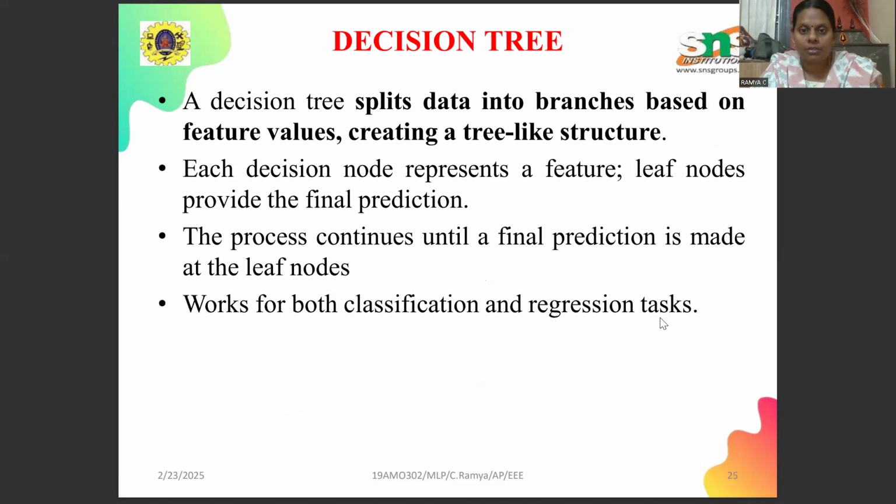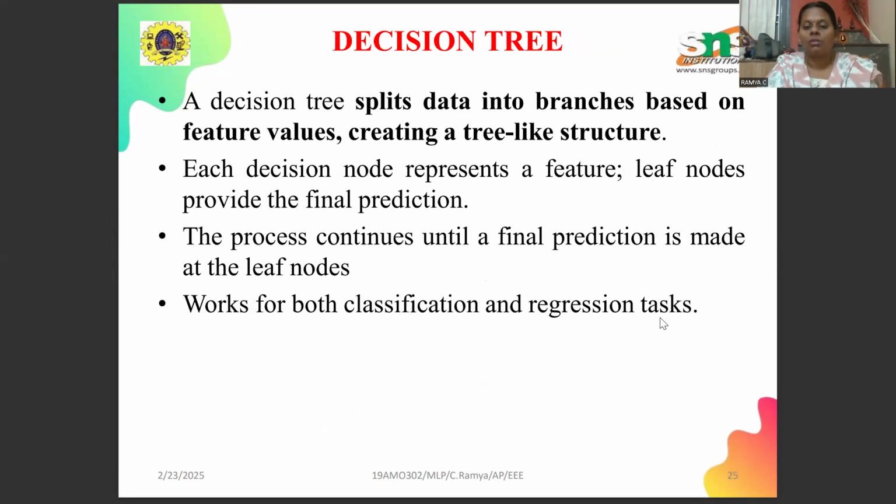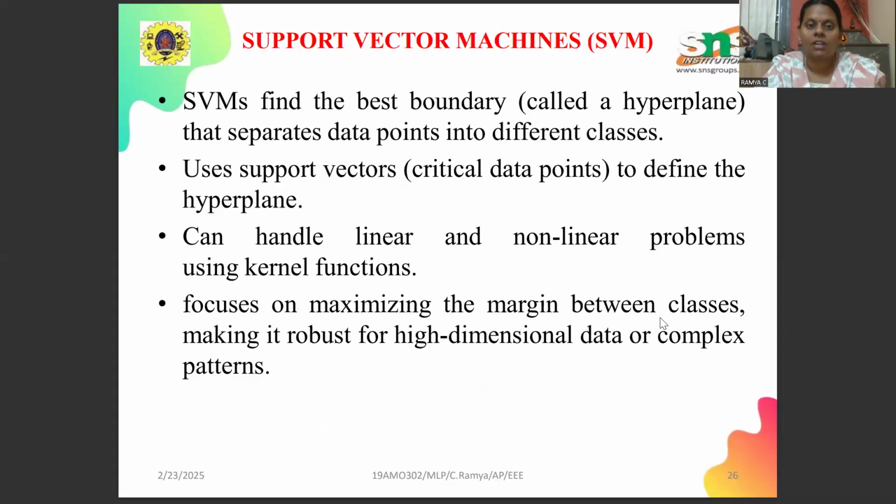Next we are going to deal with decision trees. In decision trees, we divide the data into branches based on the feature values and create those branches as a tree-like structure. Each node represents a feature and each leaf node provides the final prediction. In the decision tree, we can work on both classification as well as regression tasks.